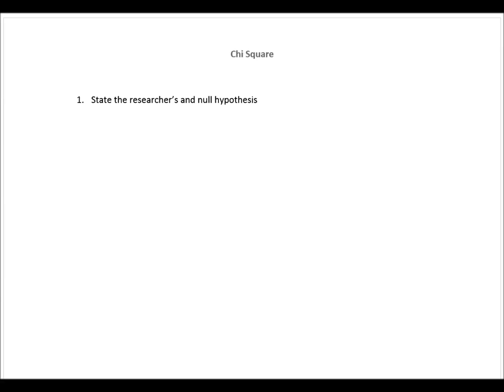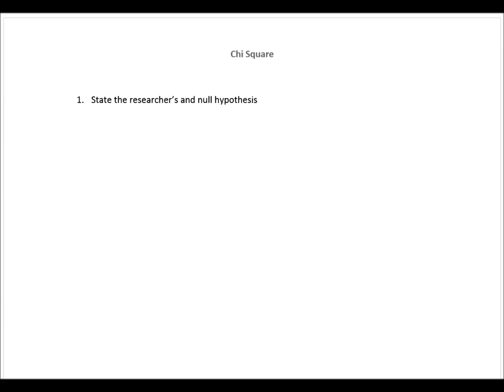So remember the 4 steps in hypothesis testing. The first step is to state the researcher's and null hypothesis. The second step is to perform the appropriate statistical procedure. The third step is drawing your conclusions. And the fourth step is to write up your results. You can always get sample language to help you write up results in the Cronk text.